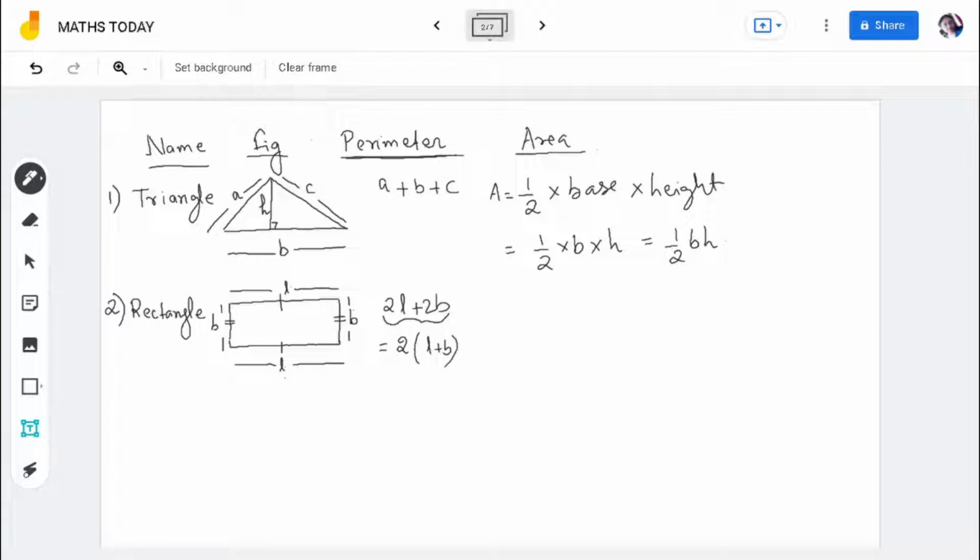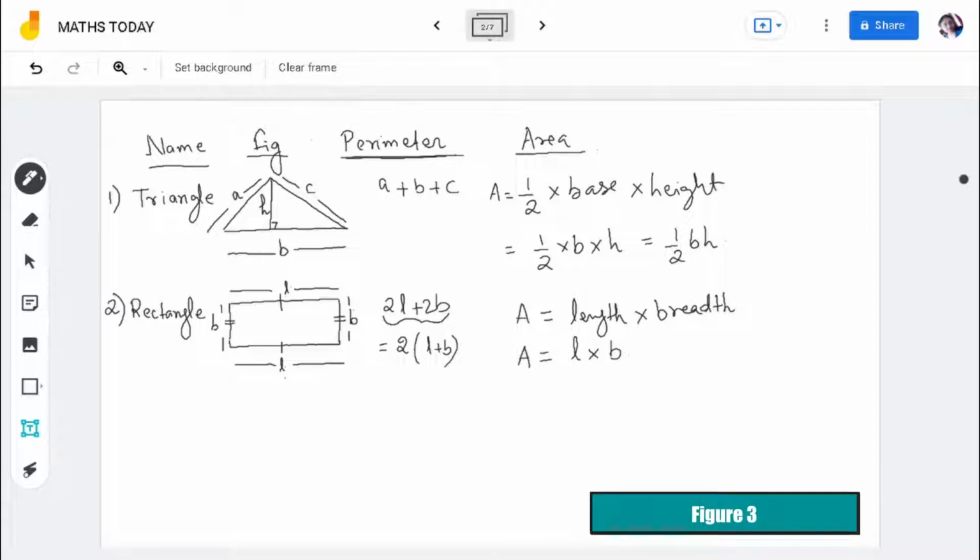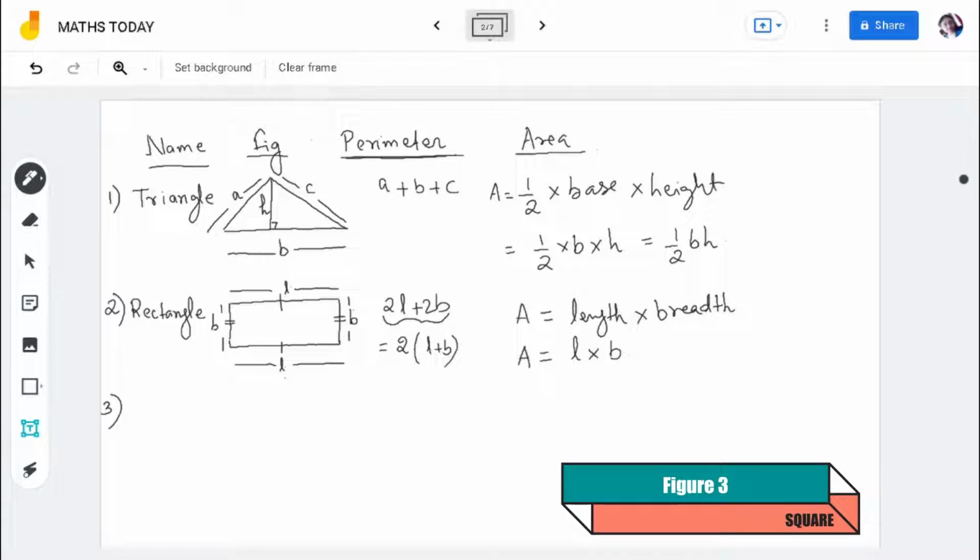Now let's come to the area. How to find the area? Area can be found as length into breadth. We can find the area easily by multiplying the length and the breadth. Here we have abbreviated length as L and breadth as B. So our formula for finding the area of a rectangle is L into B. Now let's come to the third figure. Our third figure is the square.